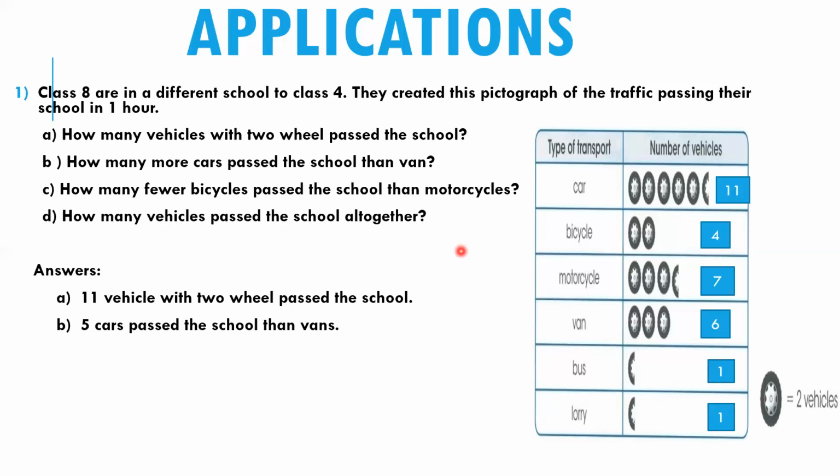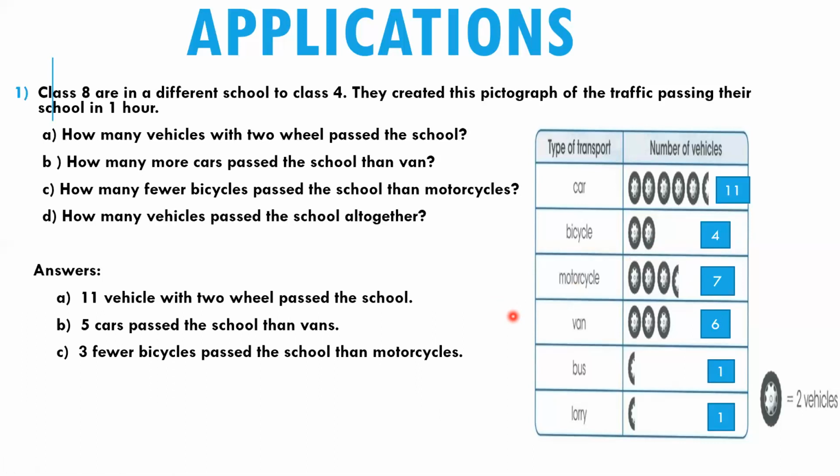Next comes the C part. How many fewer bicycles pass the school than motorcycles? So here the comparison is between bicycles and motorcycles. And we need to find how many fewer bicycles. So how many bicycles are here? 4 bicycles. How many motorcycles here? That is 7. We need to find how many fewer bicycles. That is also the difference. You need to subtract the number of bicycles from the number of motorcycles. That is 7 minus 4. That is 3. So the answer for the C part is 3 fewer bicycles pass the school than motorcycles.